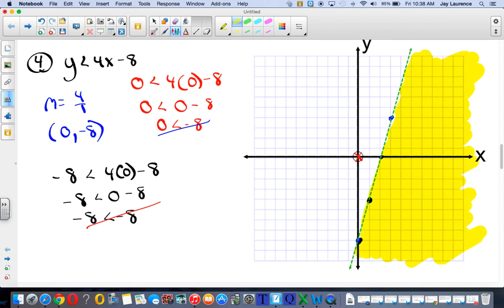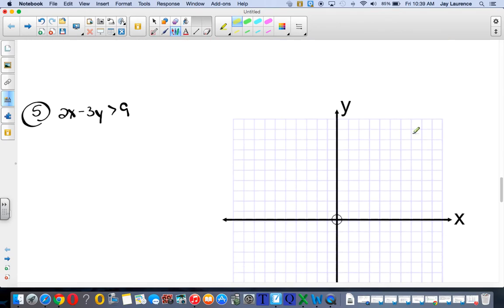Piece of cake. See how simple this is? You do it the same way. If it's not equal to, you have to have a broken line. And you have to use a test point, whether it's equal to or not, and see which side of the line you're going to shade.